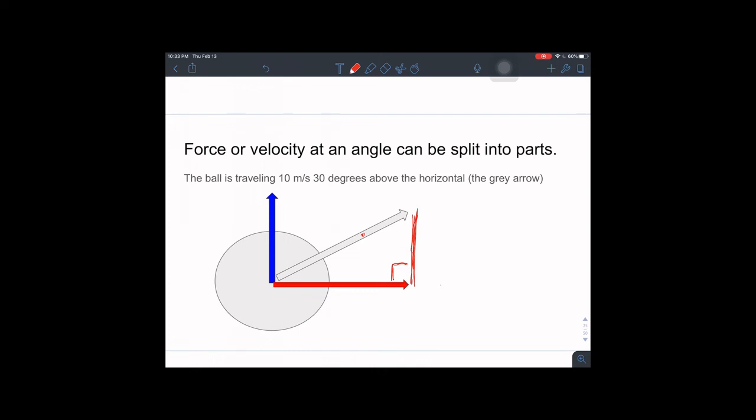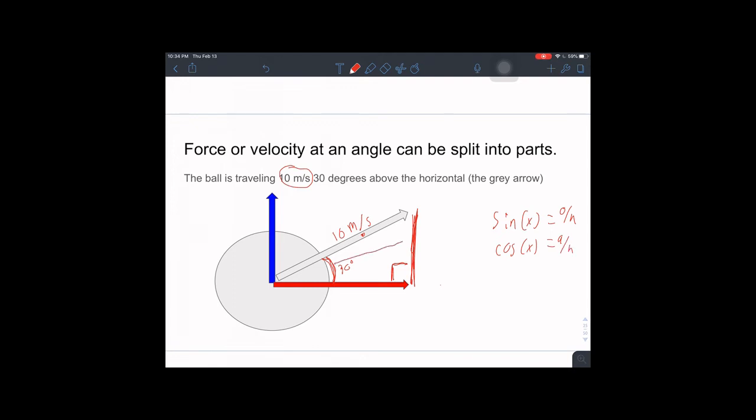We can define the hypotenuse as the overall speed. The ball is traveling 10 meters per second, so we know that the hypotenuse is 10 meters per second. 30 degrees above the horizontal, that's referring to this angle right here. This is 30 degrees. Remember that sine of any angle is equal to the opposite over hypotenuse. Cos of any angle is equal to the adjacent over the hypotenuse, referring to sides.